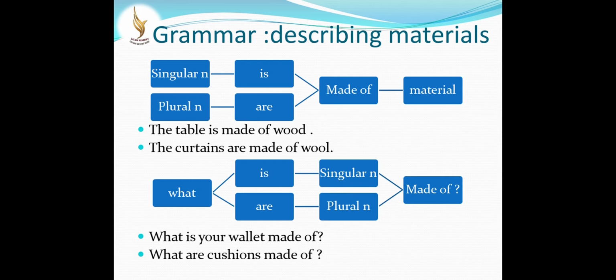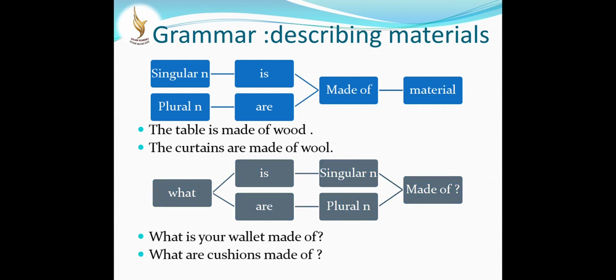Describing materials. How can we describe a material? We can start with the noun, singular or plural noun, followed by is or are, and made of, and saying the material. I can say the table is made of wood. The curtains are made of wool.